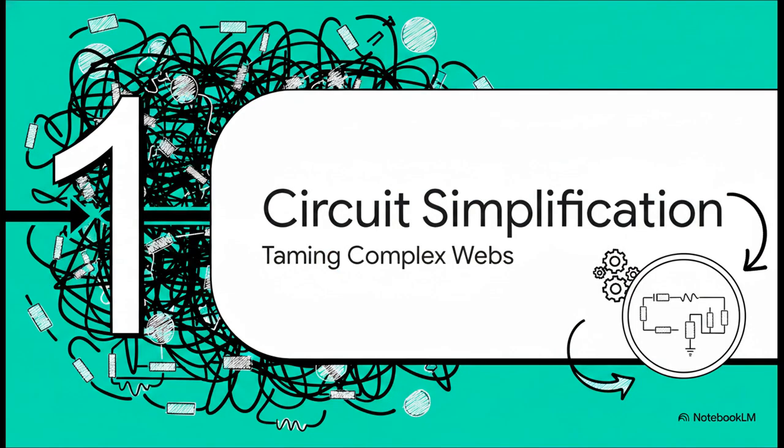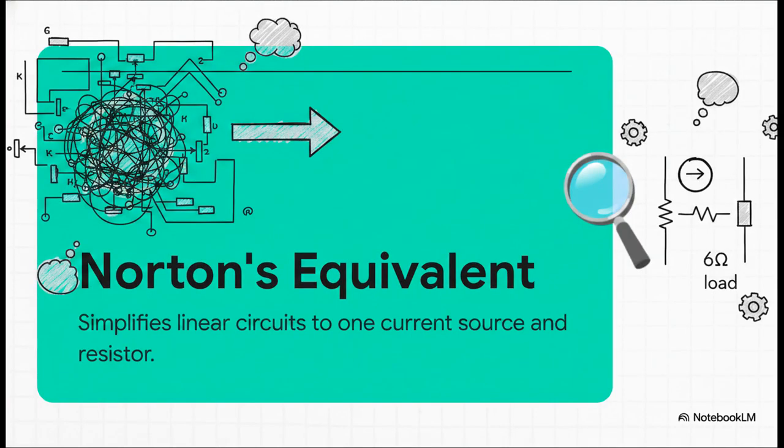Starting with Section 1, the art of circuit simplification. Because as we know, in the real world, circuits are rarely simple. Norton's equivalent is literally the ultimate decluttering tool for an engineer's mind. The exam prompts us to find Norton's equivalent with respect to a 6-ohm load resistor. This theorem proves that any linear circuit, no matter how sprawling or chaotic, can be boiled down and represented as just one single current source running in parallel with one single resistor, relative to that specific 6-ohm load. It takes the complex and makes it totally manageable.